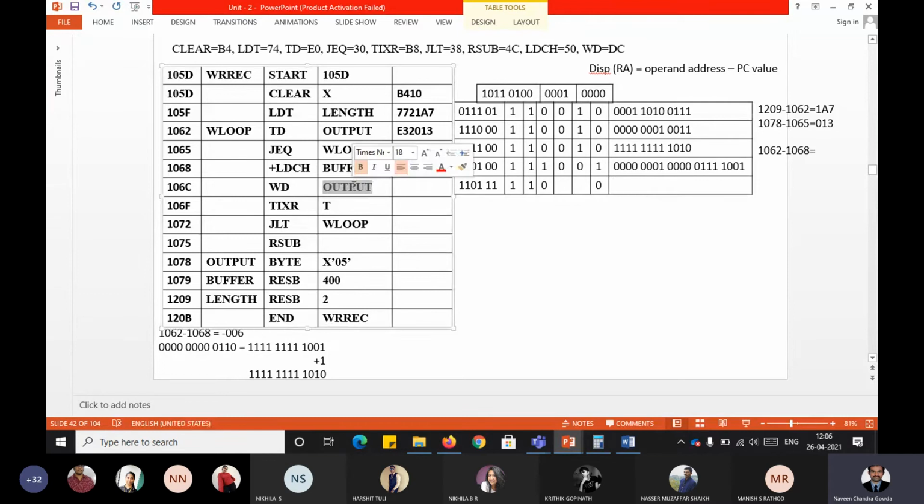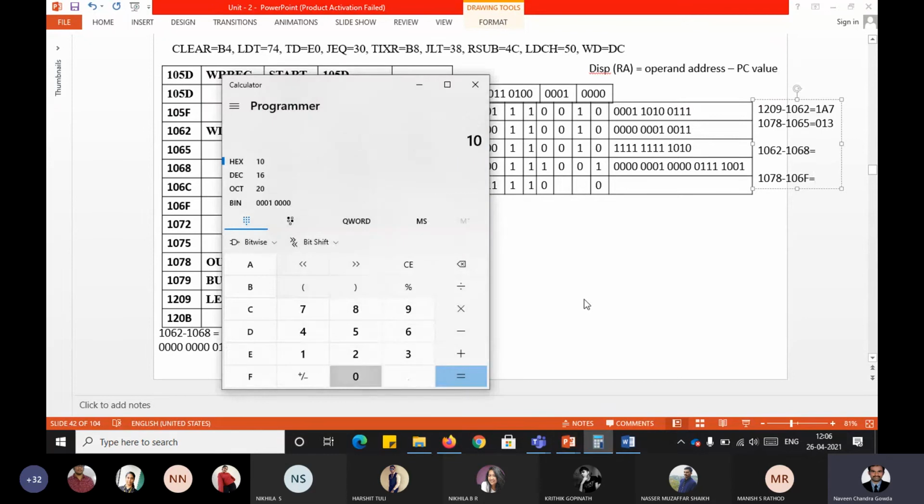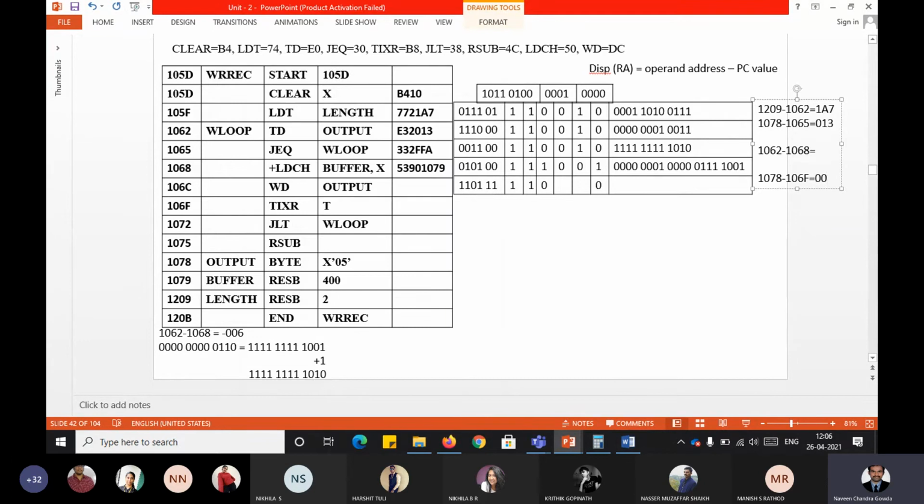But what is the operand here? It is output. What is output? 1078 is the address of output. So this would be 1078 minus the PC value for this instruction. What is the PC value? It is 106F. When you subtract 1078 minus 106F, you are getting what? 9. So you are getting 009, I'll say.